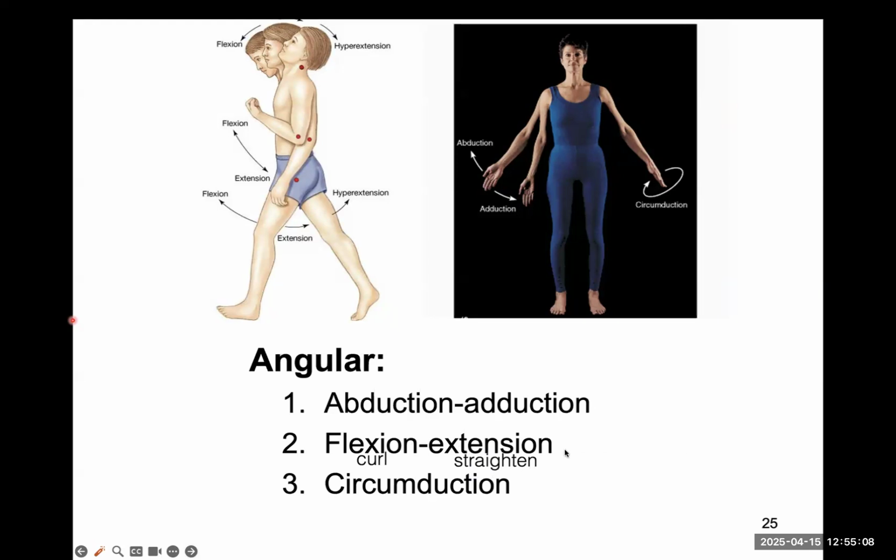Extension means to straighten. So if you've got your wrist, you're curling here, and if you were to straighten the arm, that's extension. And if you go past this point, like right here, that's hyperextension. Hyper means more. You can extend it to 180 degrees, and if you stop right there, it's extension. But if you go past a 180-degree angle, then that's hyperextension. So flexion and extension, anytime you have a limb, you can do that.